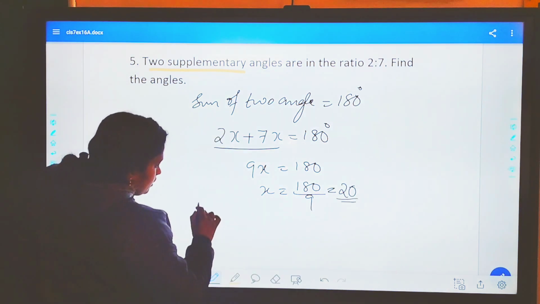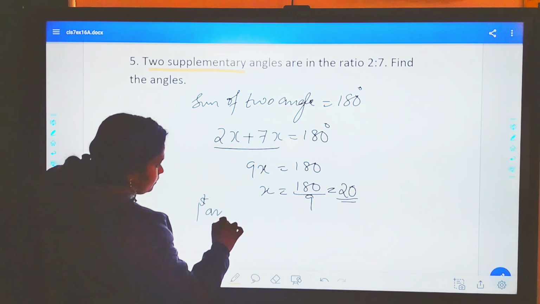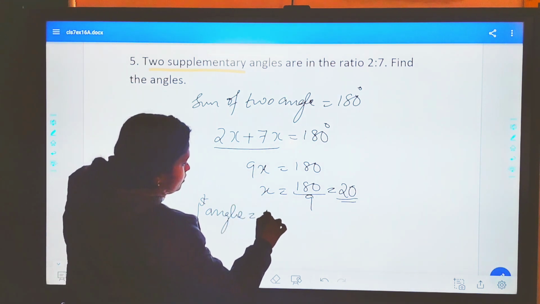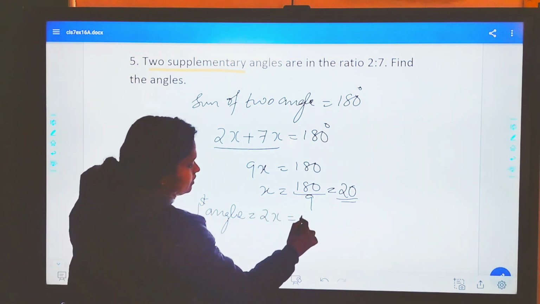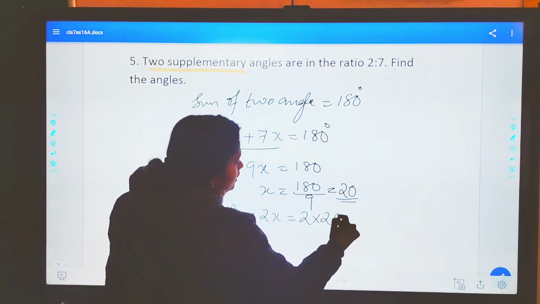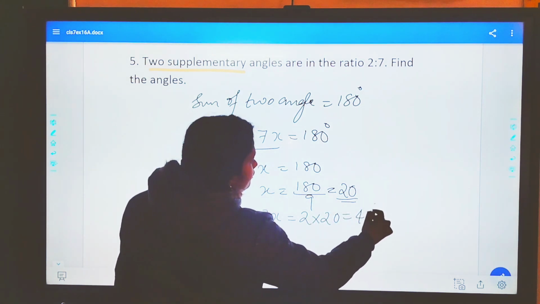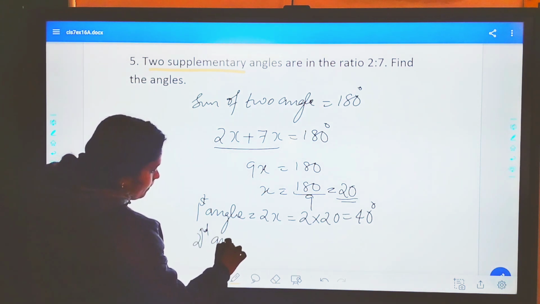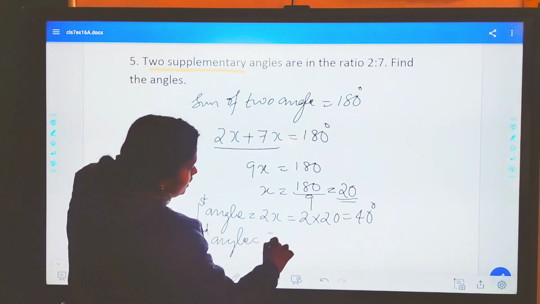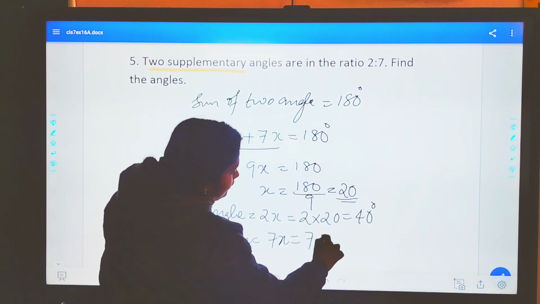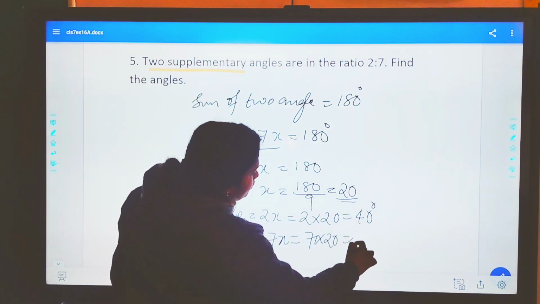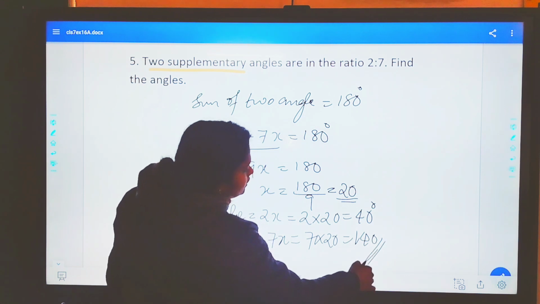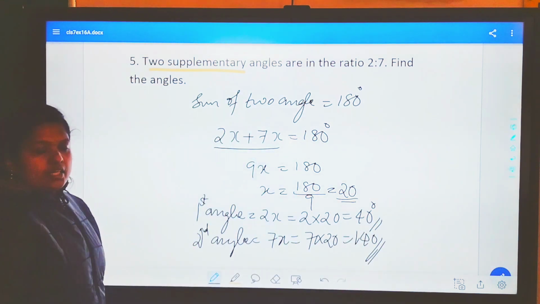So the first angle is equal to 2x. We got x, so 2 into 20, that is equal to 40. The first angle is 40. The second angle is 7x equal to 7 into 20 equal to 140. The second angle is 140 and the first angle is 40.